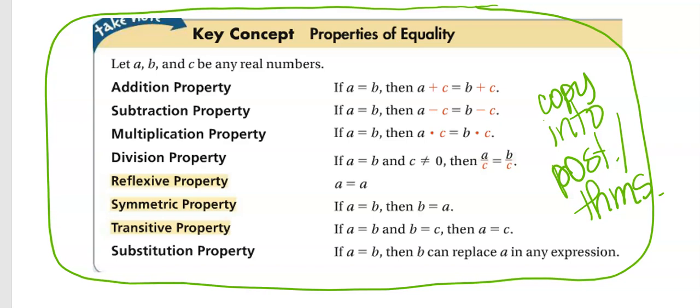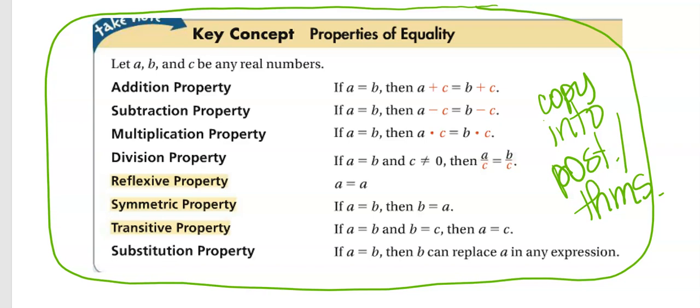When we look at properties of equality, they're not really postulates, they're not really theorems, but they are used as reasons, and that's why I want you to put them back there. For some of you, if you know that the addition property means that you add the same thing to both sides, you may not need that right column. If you know what it stands for, you don't need to necessarily copy this part right here. You could just do maybe the left side and do the names.